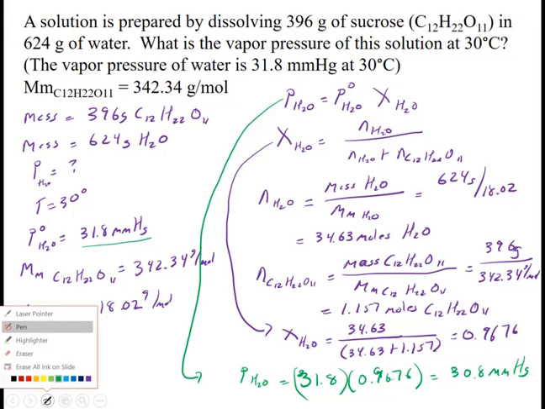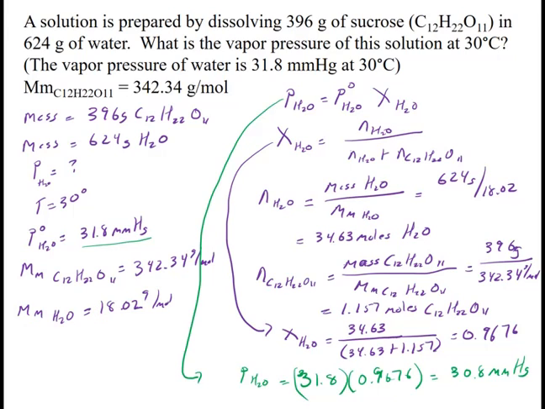And just to show you one last thing, the vapor pressure lowering, delta P, is the P naught of water minus the P of the solution of water. So it's going to be the 31.8 minus the 30.8, sorry. Duh. Okay, I did that right. Okay, 1.0. And that's going to be 1 millimeter of mercury.